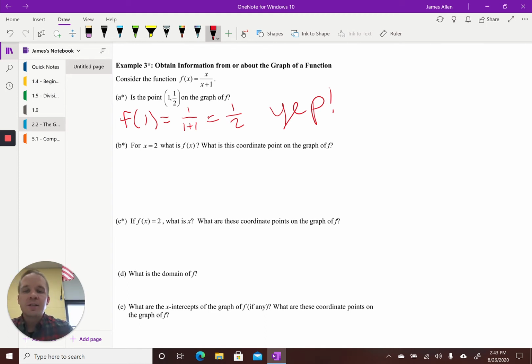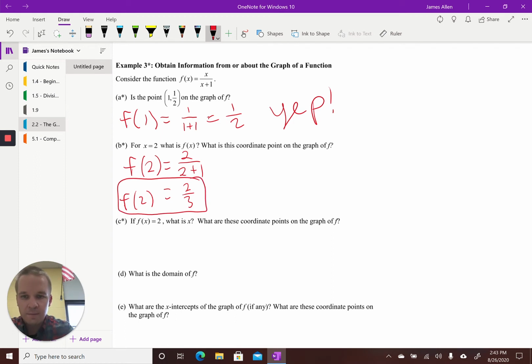All right. For x equals 2, what is f of x? And then what is this coordinate point on the graph of f? So if I do f of 2, that would be 2 over 2 plus 1, which is equal to 2 over 3. So f of 2 is equal to 2 over 3. That's what f of x would be, right? F of 2 is 2 over 3. My coordinate would be 2 comma 2/3.